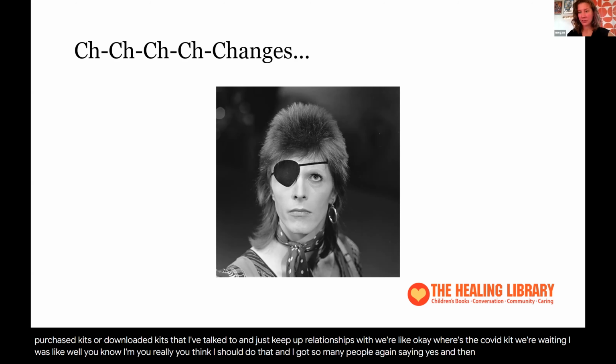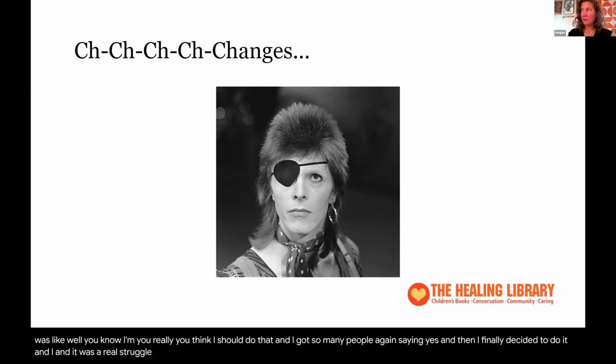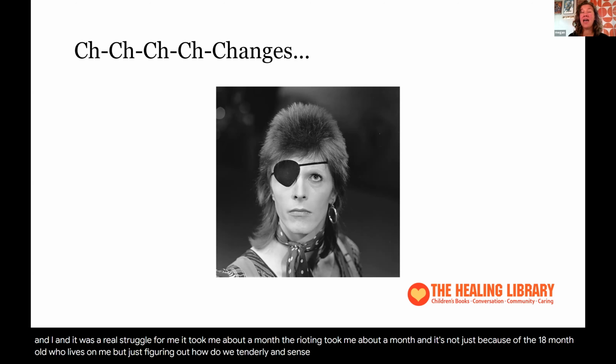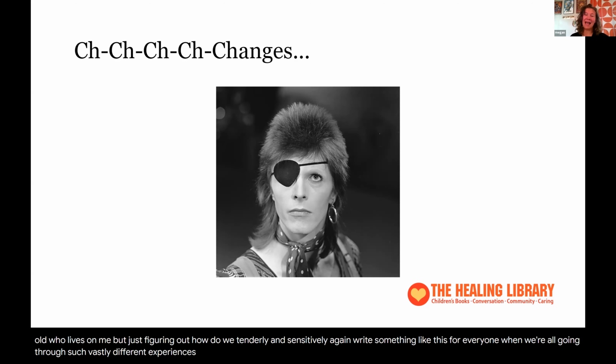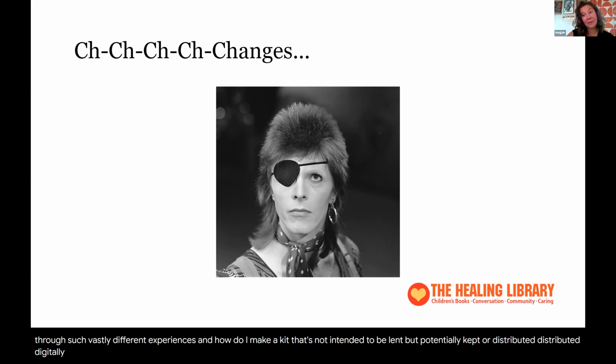And it was a real struggle for me. The writing took me about a month. And it's not just because of the 18-month-old who lives on me, but just figuring out how do we tenderly and sensitively, again, write something like this for everyone when we're all going through such vastly different experiences. And how do I make a kit that's not intended to be lent, but potentially kept or distributed digitally and never returned? So I had to make some changes.